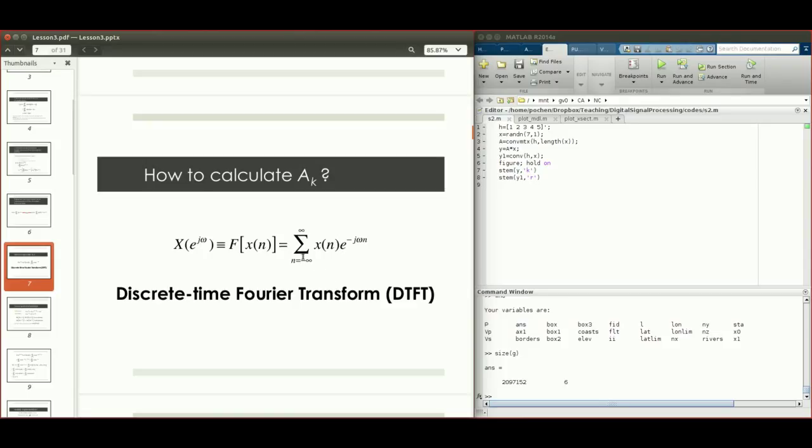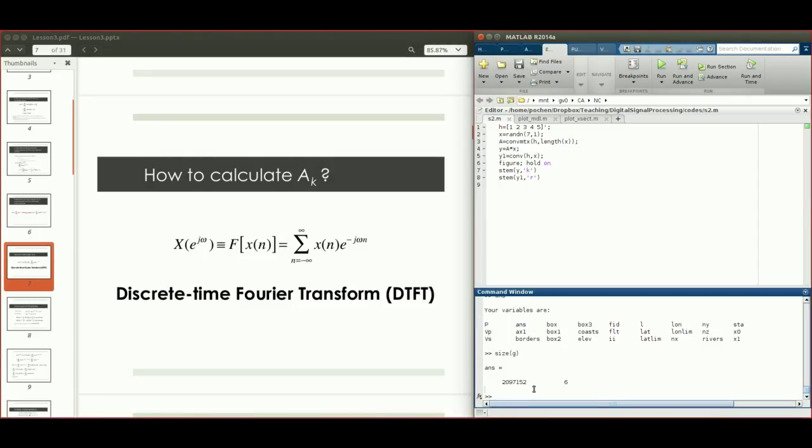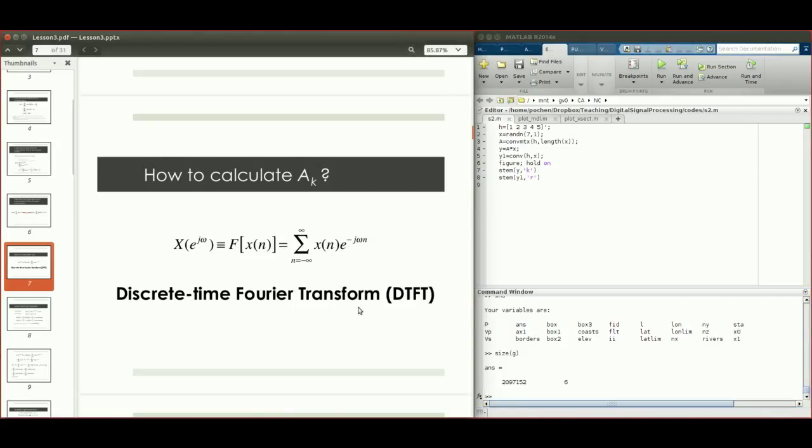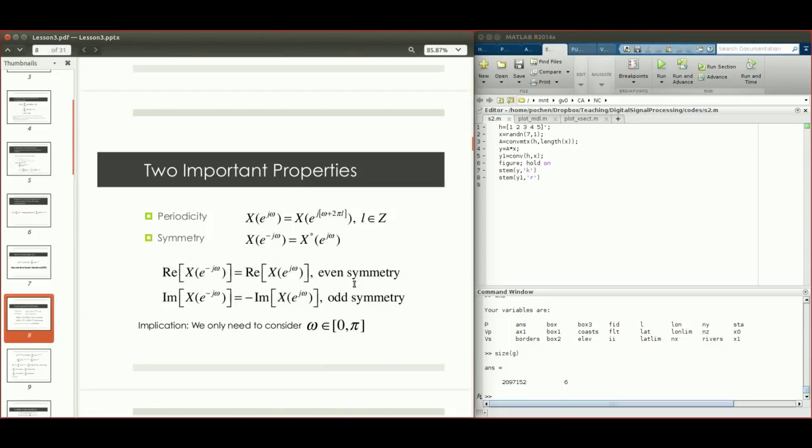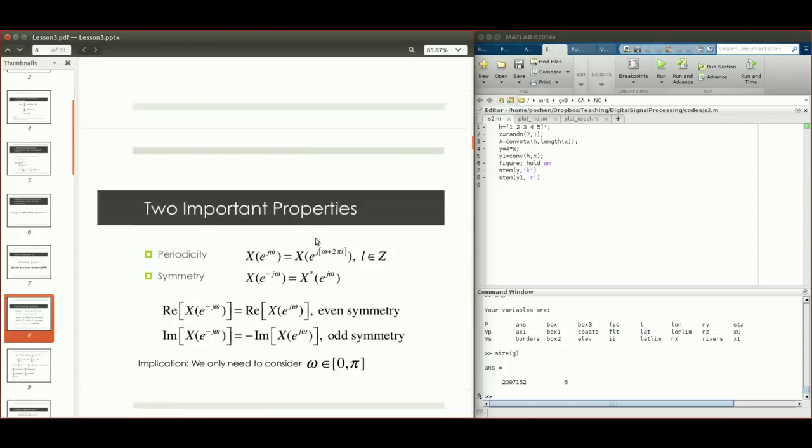So before we talk about how this kind of discrete time Fourier transform can be implemented, in particular using Matlab, of course we have FFT, right? But let's still try to implement it by ourselves and see how we can write our own code to implement the discrete time Fourier transform. But before we do that, let's look at two very important properties of the DTFT. One important property is what we call the periodicity.